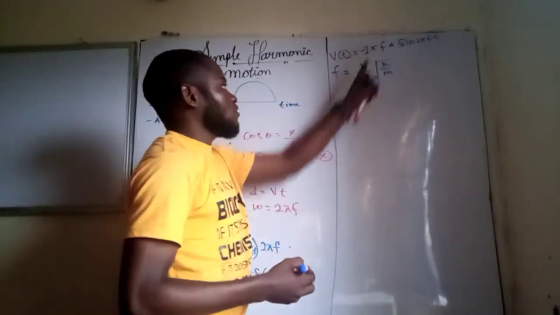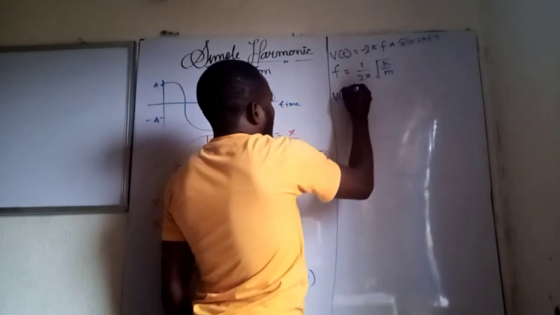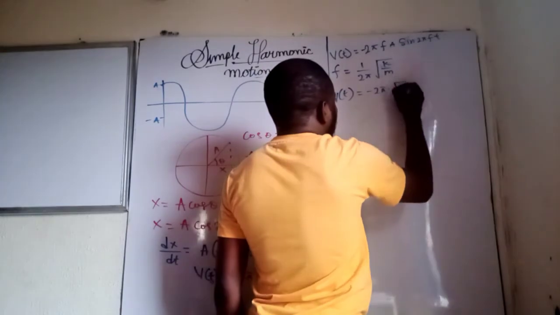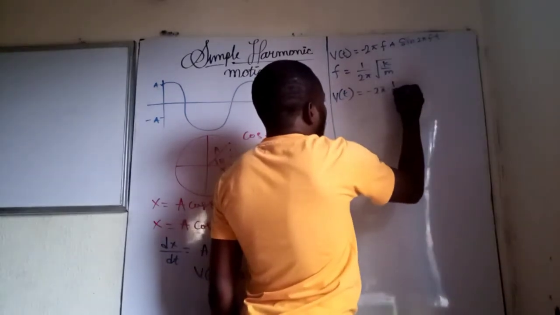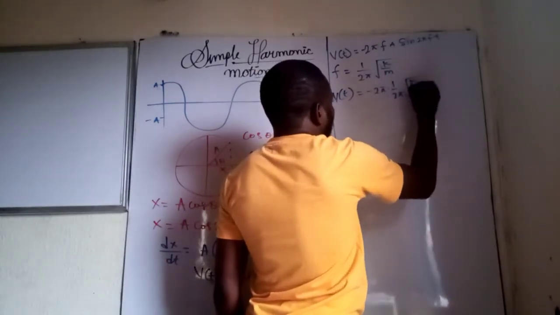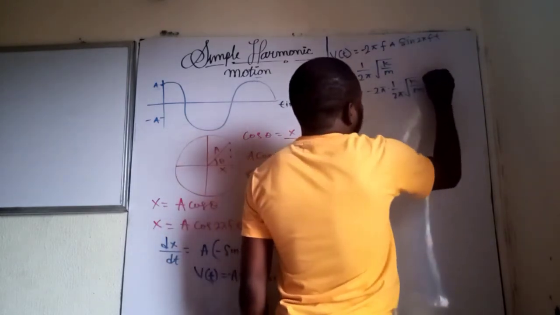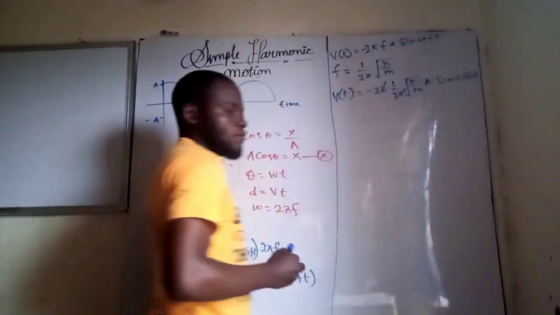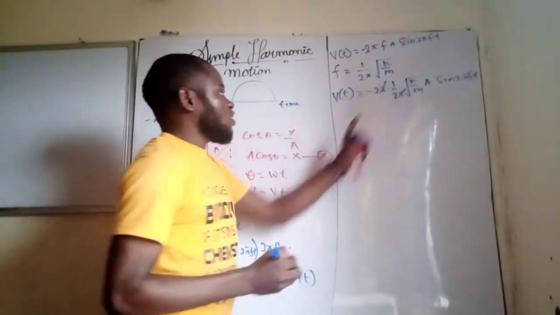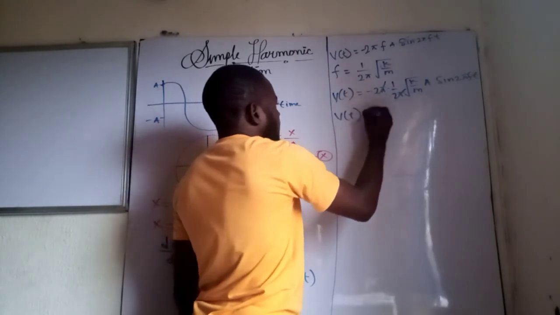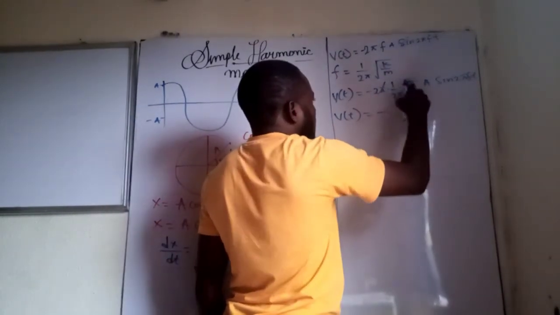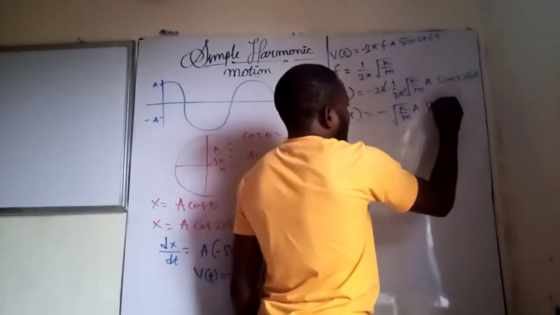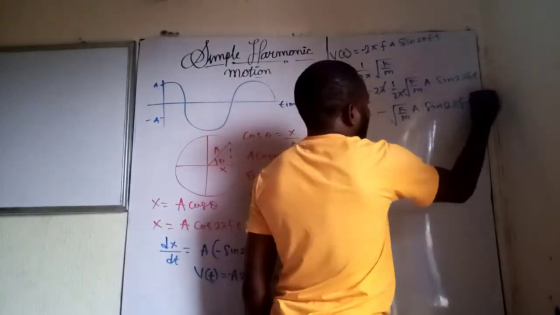So let's slot this into this. We have that v of t is negative 2 pi times 1 over 2 pi times the square root of k over m, times a sine 2 pi ft. This and this would cancel. So v of t is equal to negative the square root of k over m times a sine of 2 pi ft.